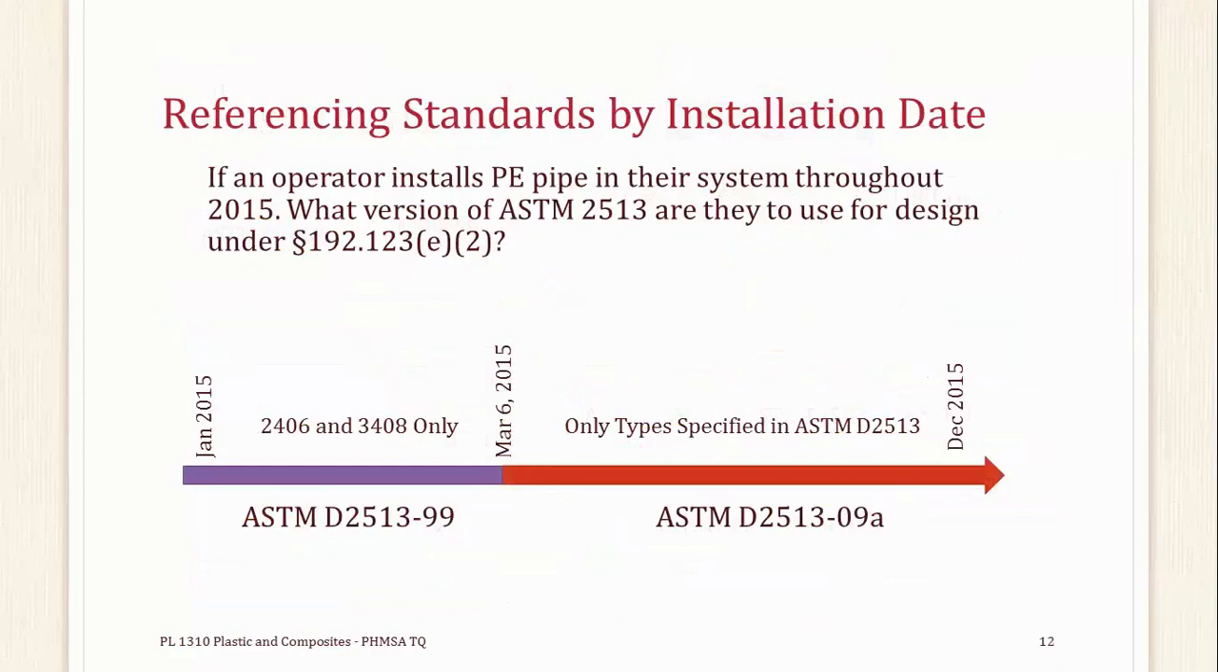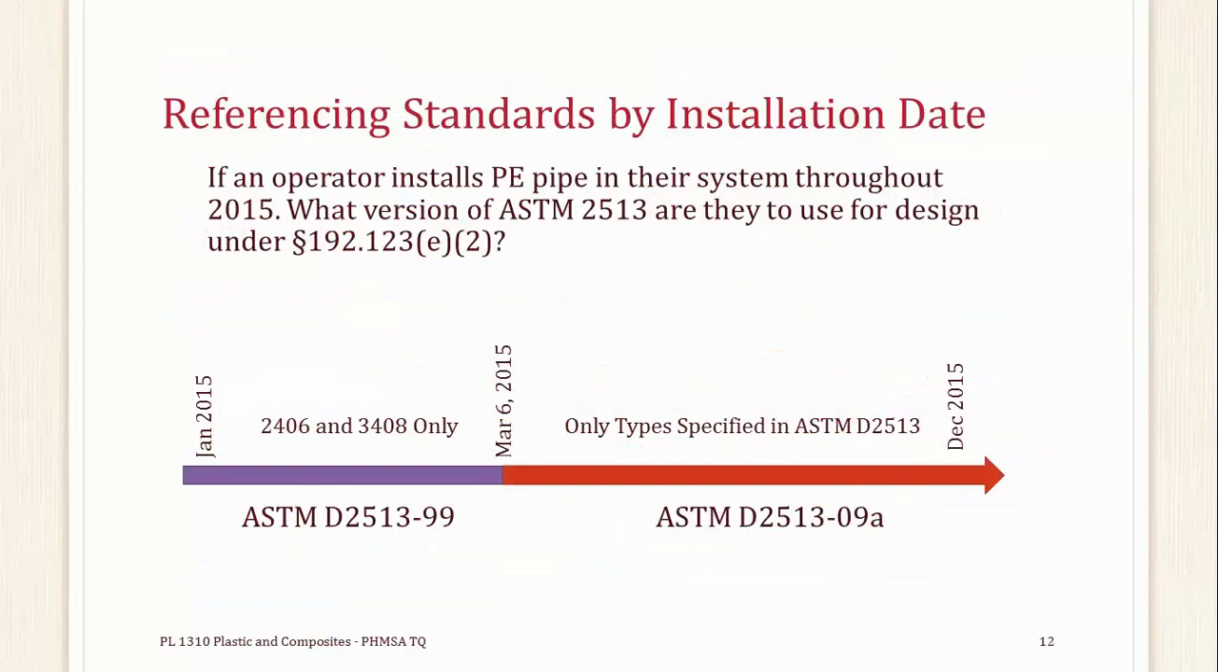If an operator installs a PE pipe in their system throughout 2015, what version of ASTM D2513 has to be used? Well, it depends on what time it was purchased. So March 6, 2015, we had a reg change at that point in time. It went into effect, okay? Everything prior to that in 192 specifically said 2406 or 3408 material, okay?